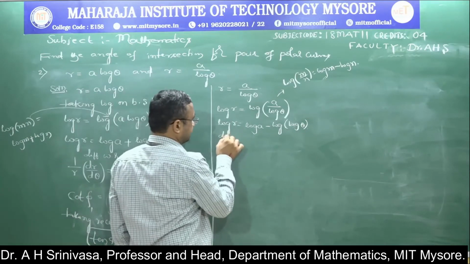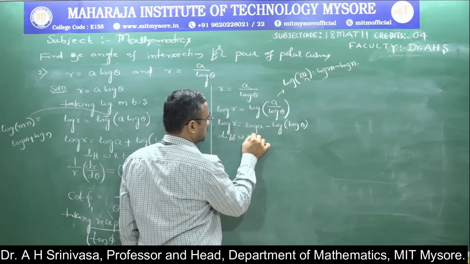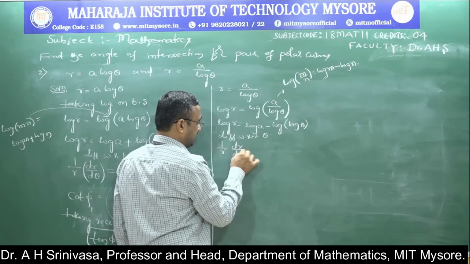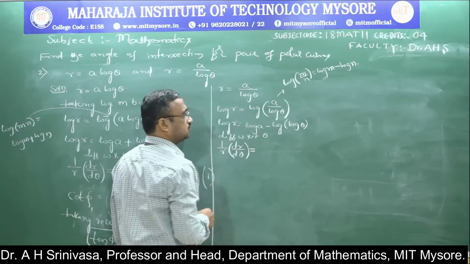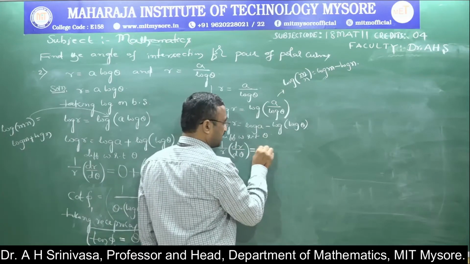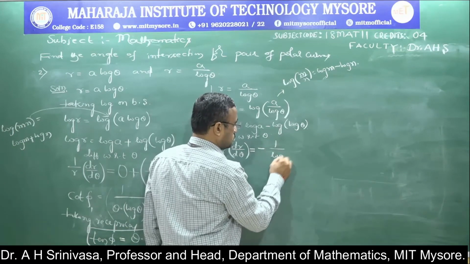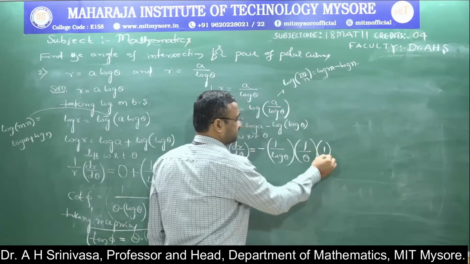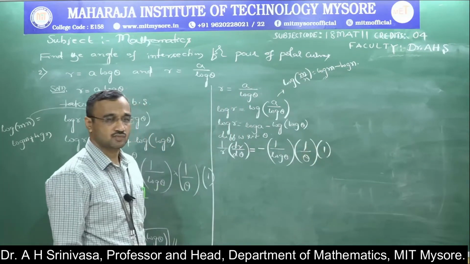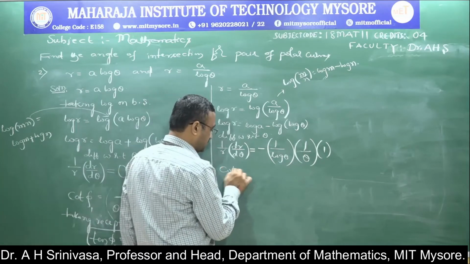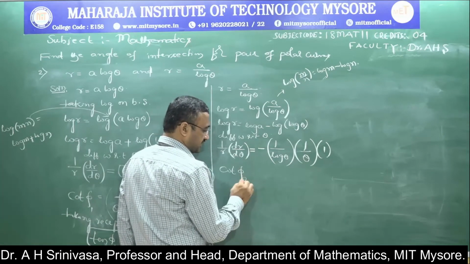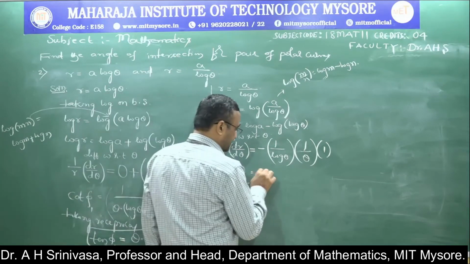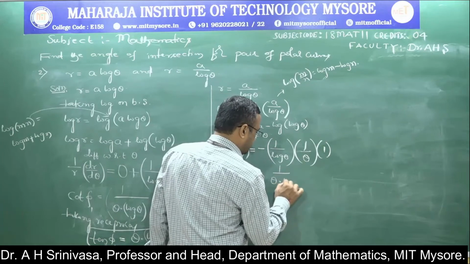Then differentiate with respect to theta. This is 1 by r dr by d theta, which should be equal to 0, then minus 1 by log theta into 1 by theta into 1. So as usual, it is cot. The second curve I call cot phi 2. It is minus of 1 by theta into log theta.